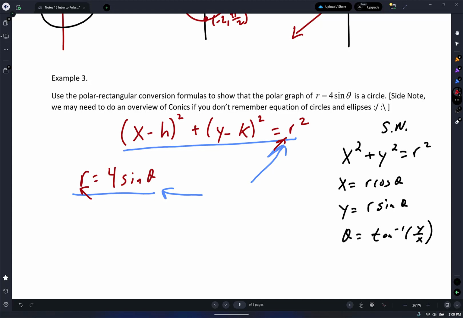See that? So because that's the only letter they have in common, I want to get that R to be an R squared, like that. So I'm going to multiply this by R. Whatever you do to the left, you do to the right. Does that make sense? So then we're going to have R squared equals, and when I multiply that R by this, you get 4R sine theta.